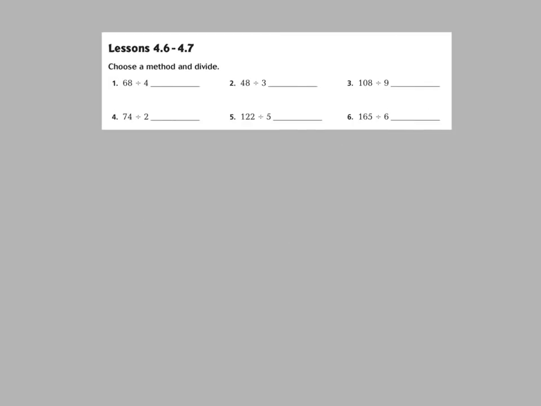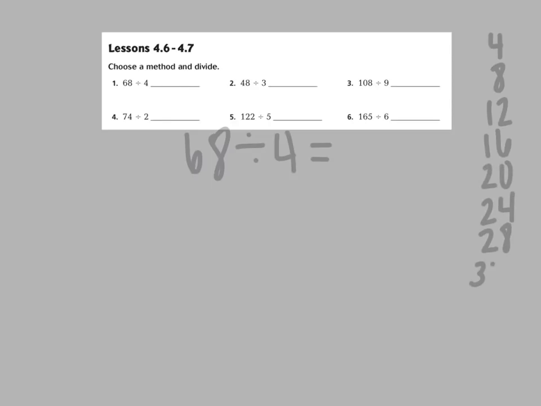All right, we're on 4.6 and 4.7. This is where we learn the distributive property. So we're going to look at number 1, 68 divided by 4. The first thing I want you to do is go ahead and list your multiples of 4. 4, 8, 12, 16, 20, 24, 28, 32, 36, and 40. We're going to stop at 40.